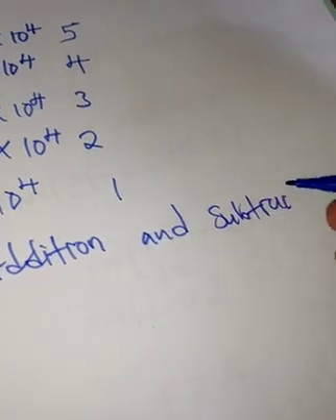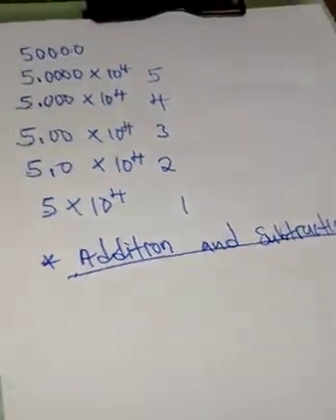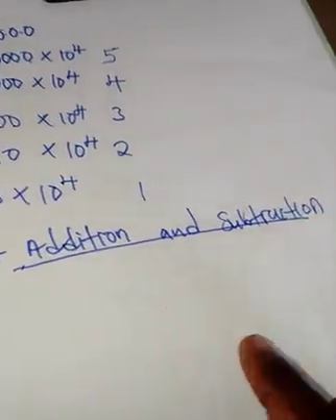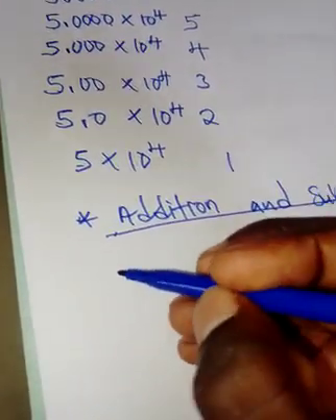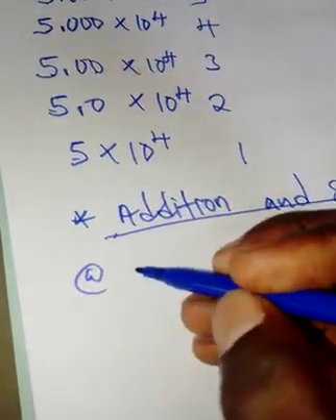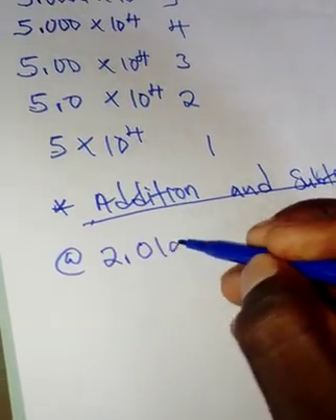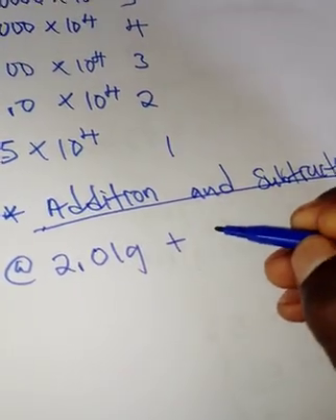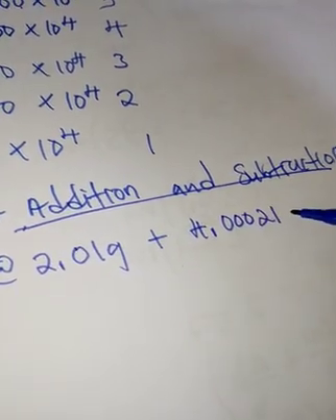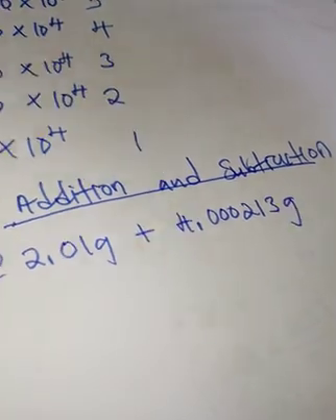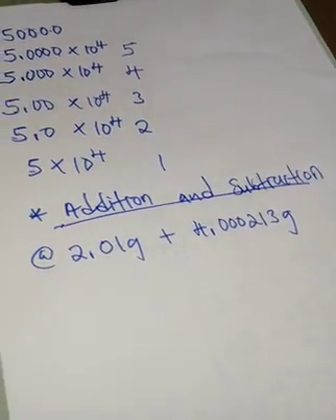In dealing with scientific notation, we have talked about addition, subtraction, multiplication, and division. Then what about for significant figures? How do we deal with addition and subtraction? Okay, so let's say we are adding 2.01 grams plus 4.000213 grams. For addition and subtraction, you should consider the decimal places.